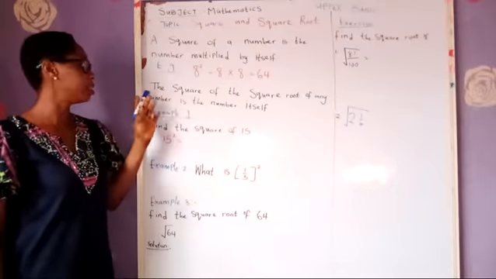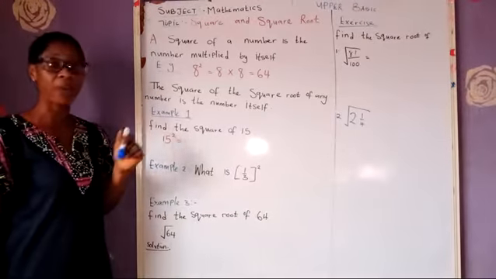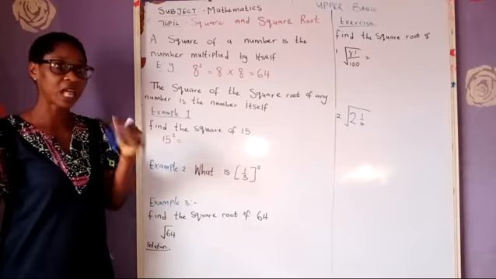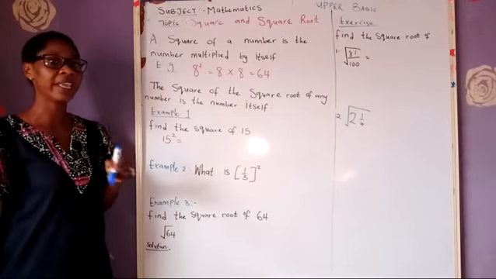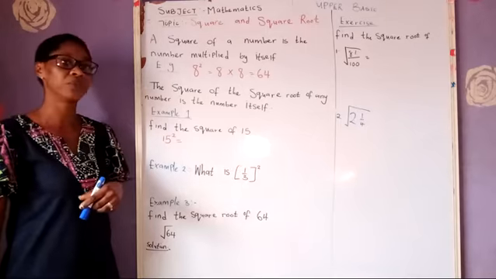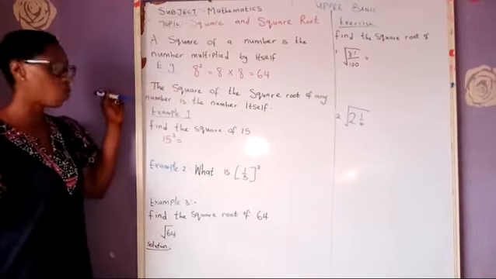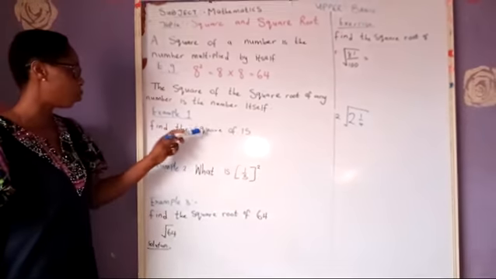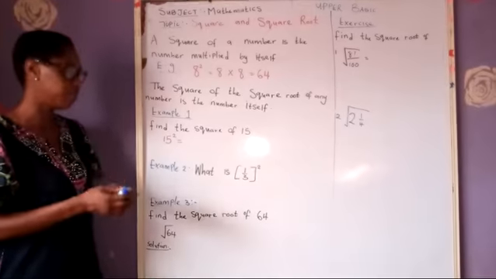Now, what is the square root? The square of the square root of any number is the number itself. Now, let's take a look at example 1. Example 1 says, find the square of 15.